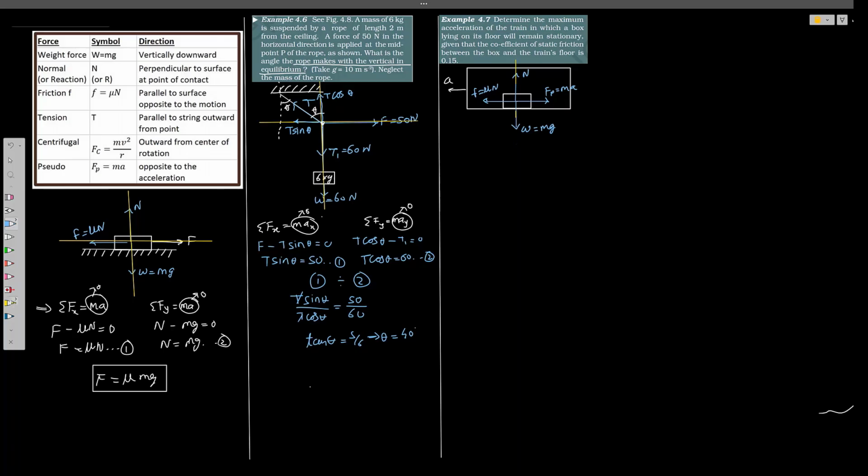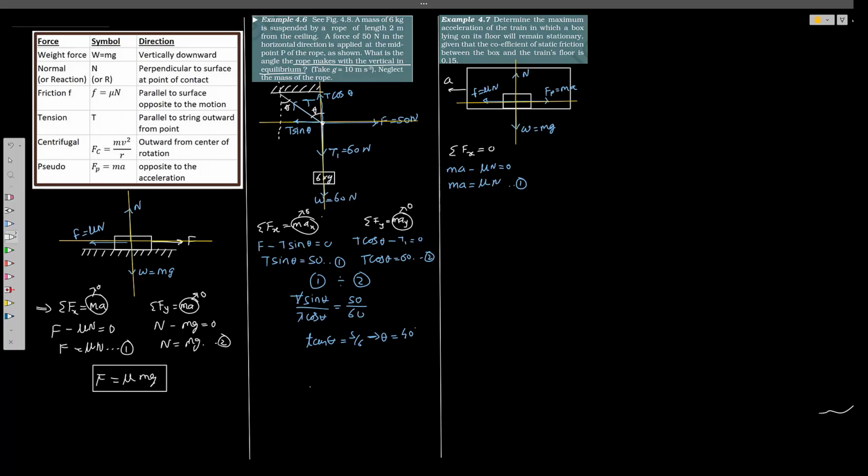Now let's draw x-axis and y-axis. Now our object is in stationary condition. So let's take sigma Fx is equal to 0. In positive x direction, we have pseudo force having magnitude ma, and in negative x-axis we have mu N. So ma minus mu N is equal to 0. That will give us ma is equal to mu N. Let's say this is your first equation.